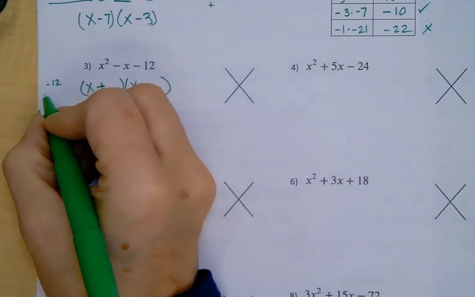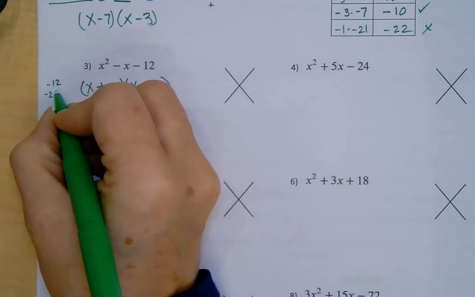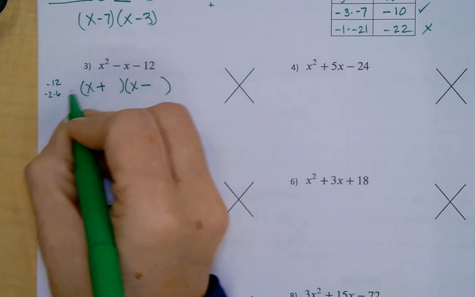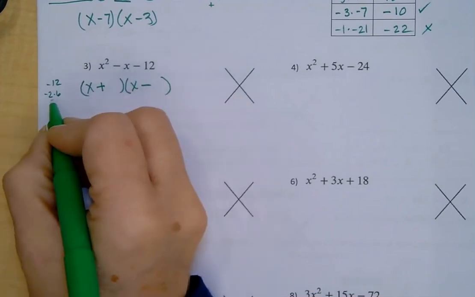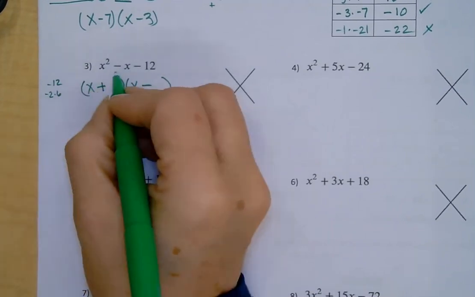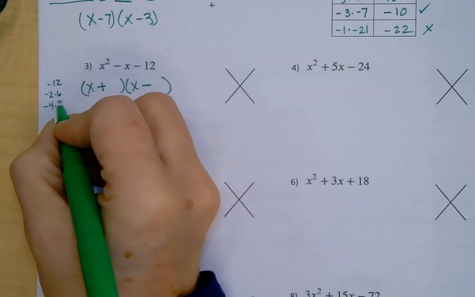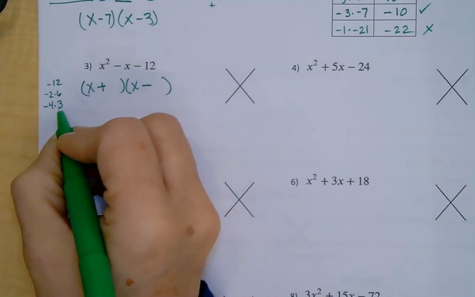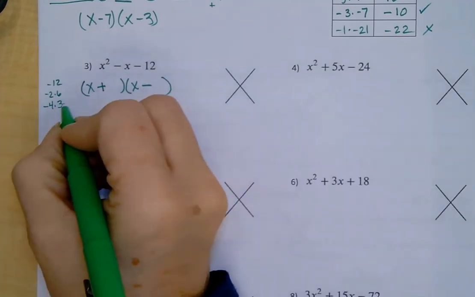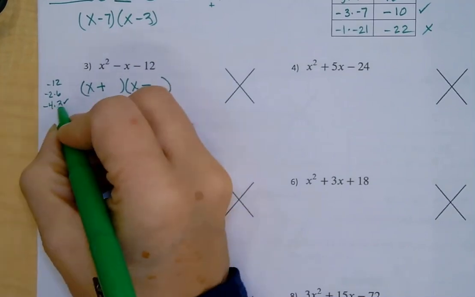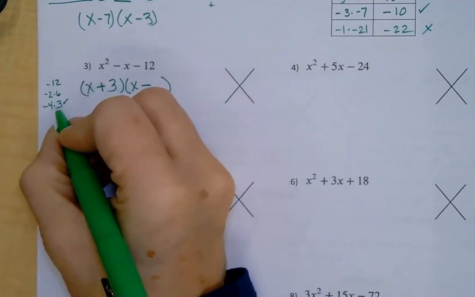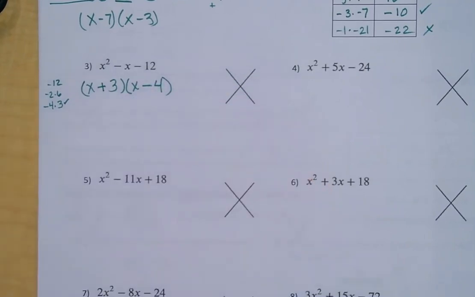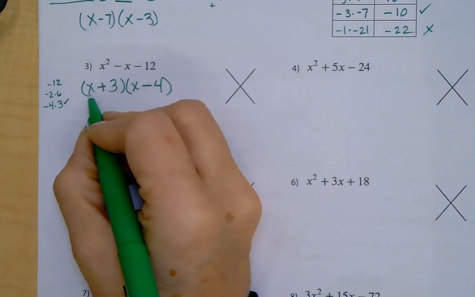So -12, I might try like -2 times 6, because that gives me -12. But when I add -2 and 6, I get 4. I'm looking for -1, so I realize that's not quite right. So I'm going to try -4 times 3. -4 times 3 gives me -12. And if I add -4 and 3, I get -1. So that's it. That's the combo that I want. Okay, so I'm going to say x plus 3, because 3 was positive, and x minus 4, because my 4 was negative. All right, so I'm just going to check.